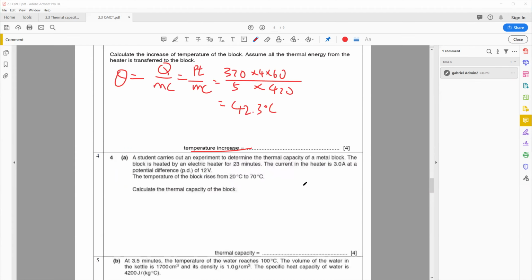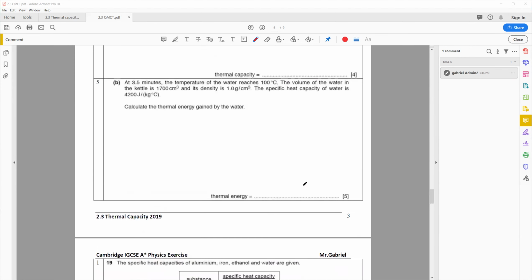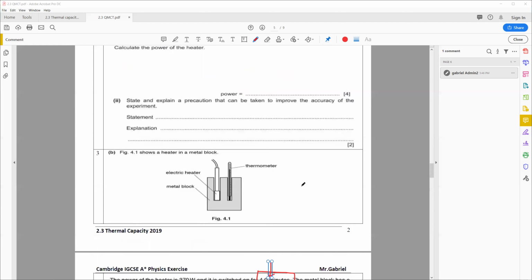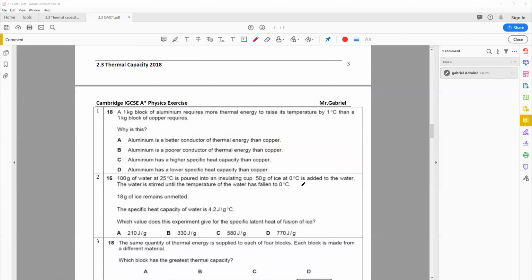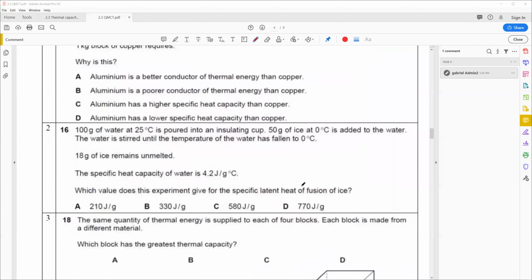Okay, then let me find one more question, one relatively harder question for everyone to do. Is it this one? Yeah. Everyone do this and tell me what's the answer.